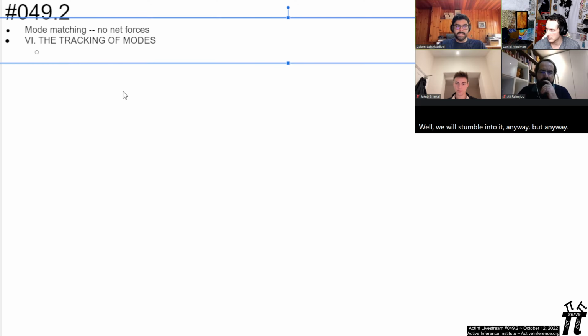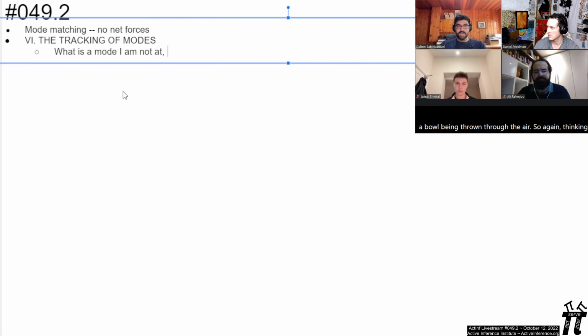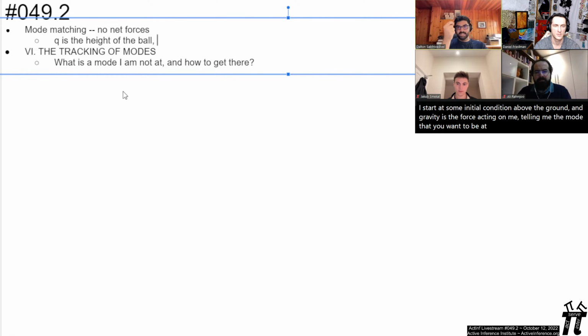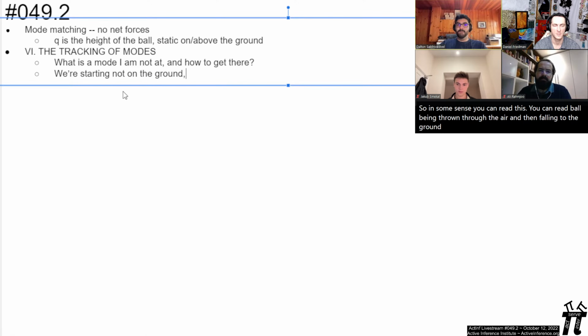But anyway, it's the idea of, okay, so we want to do inference about where is a mode that I'm not at and how do I get there? In this case, the example is of a ball being thrown through the air. So again, thinking of q as a generalized position corresponding to the height above the ground, I start at some initial condition above the ground, and gravity is the force acting on me, telling me the mode that you want to be at is at rest on the ground. So in some sense, you can read a ball being thrown through the air and then falling to the ground as doing inference about what gravity tells it to do.